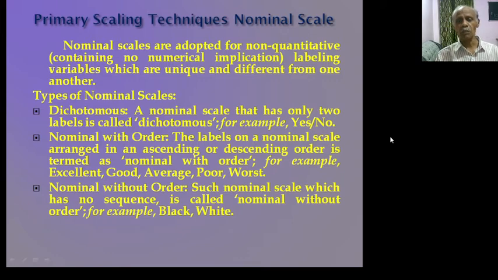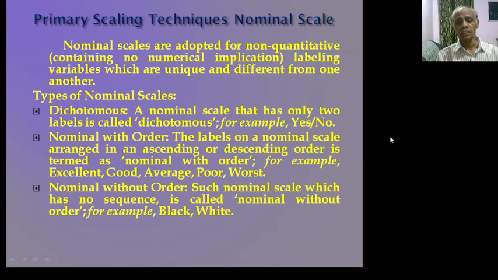Nominal scales are adopted for non-quantitative labeling of variables, containing no numerical implication, which are unique and different from one another. The various types of nominal scales are: number 1, dichotomous scales. A nominal scale that has only 2 labels is called a dichotomous scale. For example, yes or no.